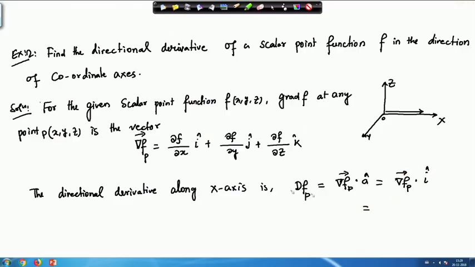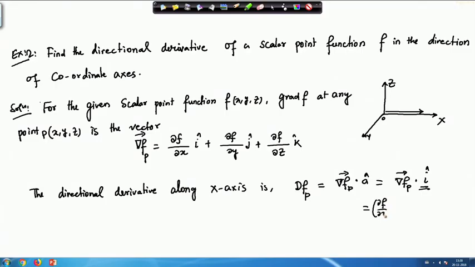Now, if we take the dot product of del f/del x i plus del f/del y j plus del f/del z k with i, then only the first term will survive, the rest of the terms will be 0, because the j and k components are 0 in case of this vector. So, when we take the dot product, only del f/del x will survive, right.